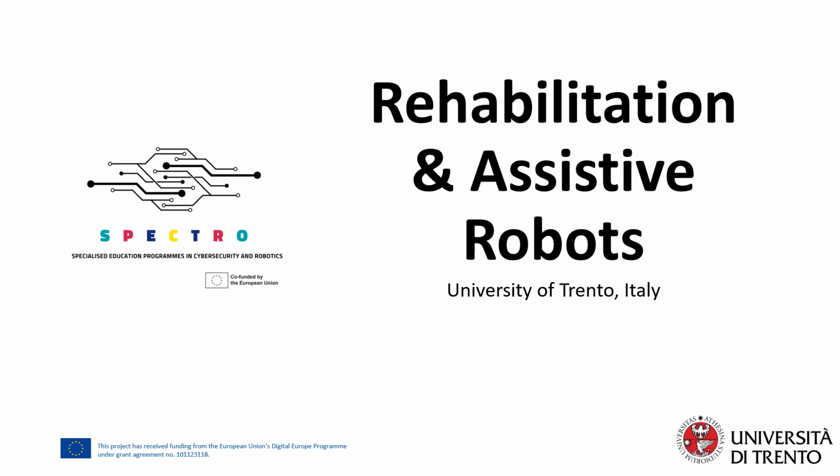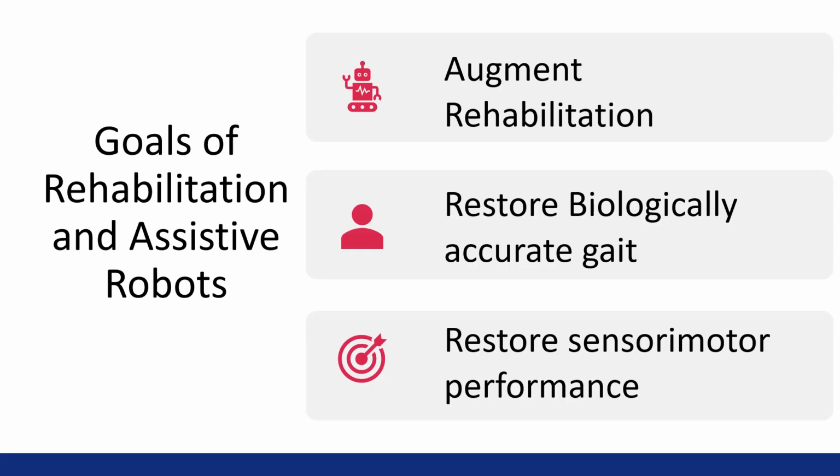Today we talk about rehabilitation and assistive robots. Goals of rehabilitation and assistive robots: augment rehabilitation, restore biologically accurate gait, and restore sensory motor performance. How are healthcare robots defined and what are they used for? These are the questions that we are going to ask ourselves today.